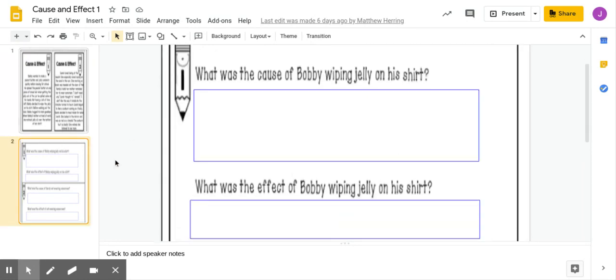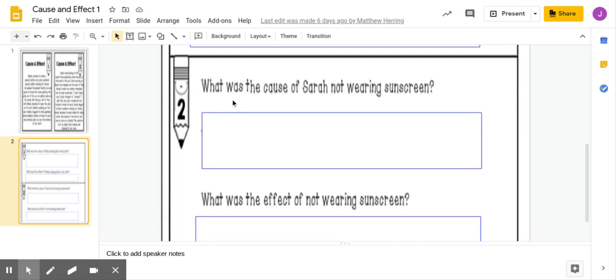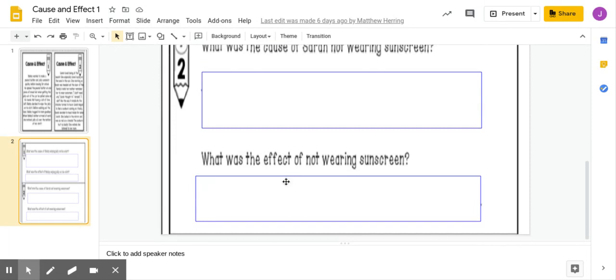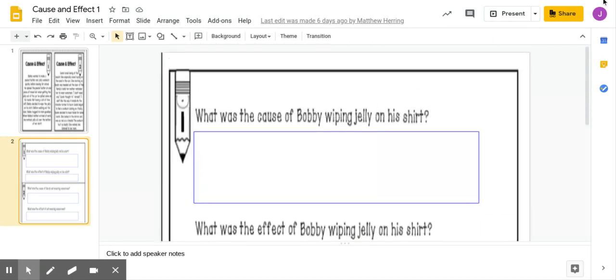Okay, so after reading that, you're going to come down to the second page, and you're going to answer these questions, okay? So what was the cause of Sarah not wearing sunscreen? Well, why did she not wear sunscreen? And then what was the effect of not wearing sunscreen? What is effect? It's what happened in the story. So what happened for Sarah to not wear her sunscreen? If you need to go back to the story and reread, you may do so.